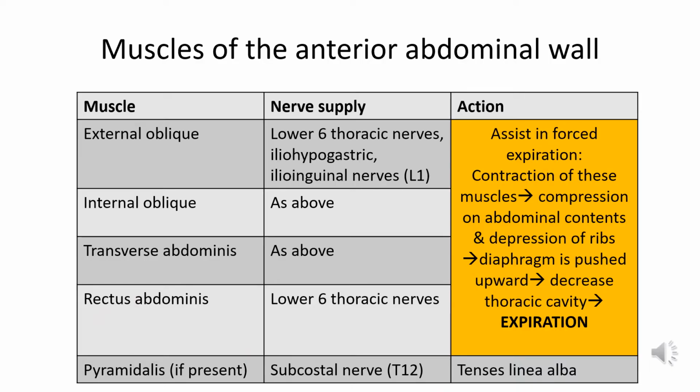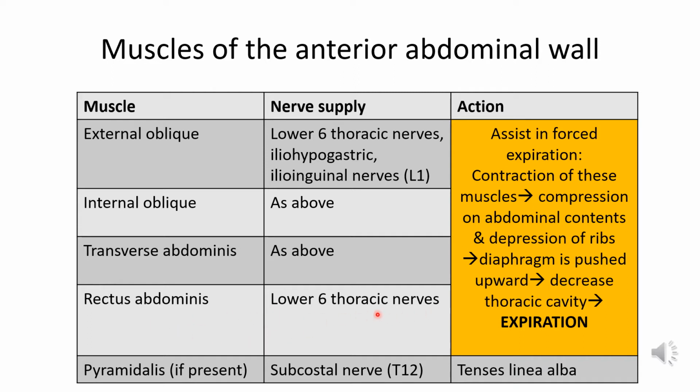There are 4 muscles of anterolateral wall of abdomen, namely external oblique, internal oblique, transversus abdominis, and the one in the middle called rectus abdominis. These 3 muscles are supplied by lower 6 thoracic nerves, iliohypogastric and ilioinguinal nerves. The nerve root for iliohypogastric and ilioinguinal nerves is L1. Rectus abdominis is supplied by lower 6 thoracic nerves.